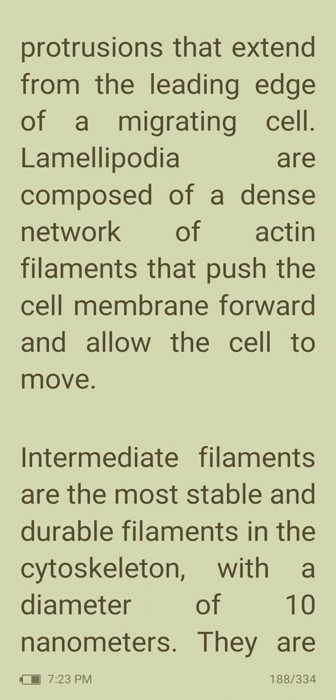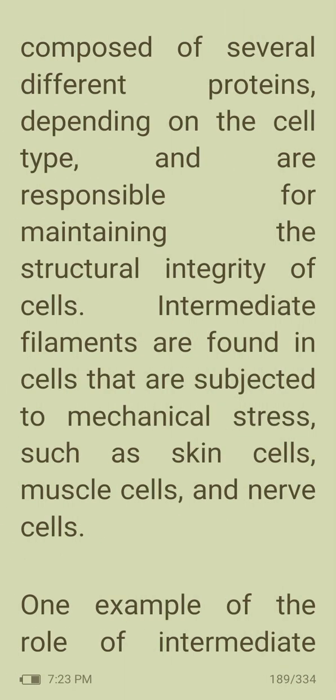Intermediate filaments are the most stable and durable filaments in the cytoskeleton with a diameter of 10 nanometers. They are composed of several different proteins depending on the cell type and are responsible for maintaining the structural integrity of cells. Intermediate filaments are found in cells that are subjected to mechanical stress, such as skin cells, muscle cells, and nerve cells.